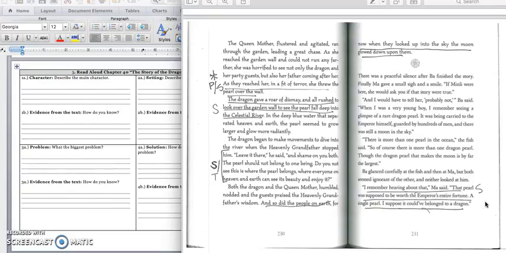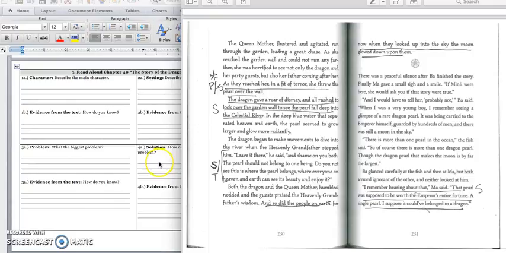"Leave it there," he said, "and shame on you both. The pearl should not belong to one being. Do you not see this is where the pearl belongs, where everyone on heaven and earth can see its beauty and enjoy it?" Both the dragon and Queen Mother, humbled, nodded, and the guests praised the heavenly grandfather's wisdom. And so did the people on earth, for now when they looked up into the sky, the moon glowed down upon them. So the dragon's pearl became the moon in the night sky.